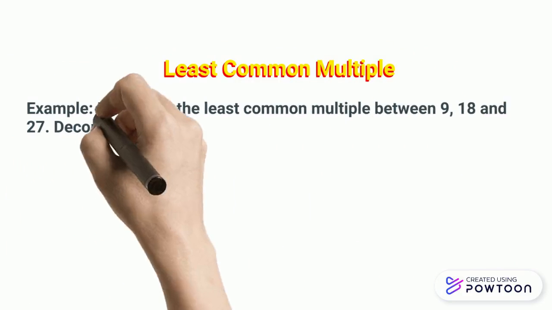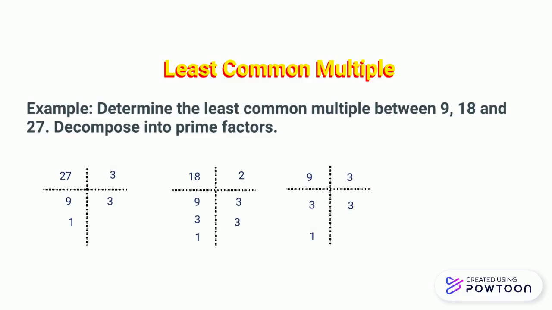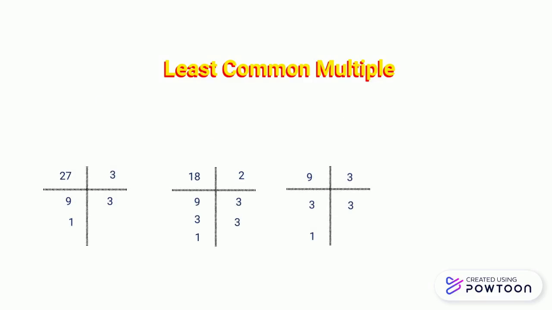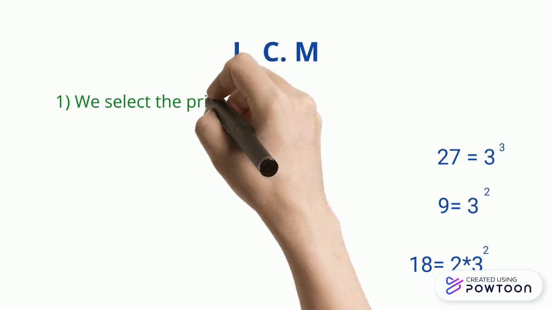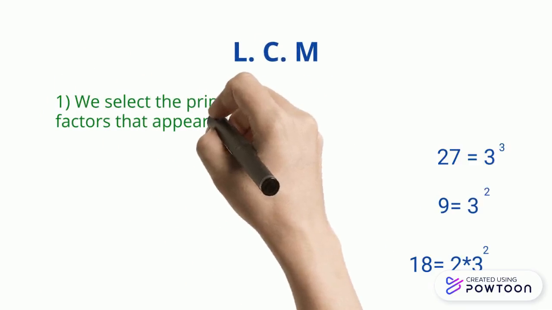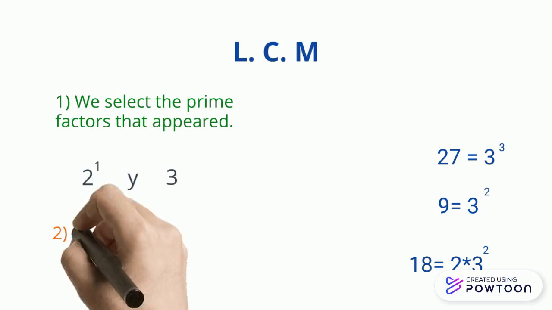First, we are going to decompose each one. Once decomposed, we express the prime factors in power. Here, it is verified that a number is equal to the product of the prime factors that compose it. After expressing the prime factors in power, we select the prime factors that appeared in the decomposition of all of the numbers. These were 2 and 3.